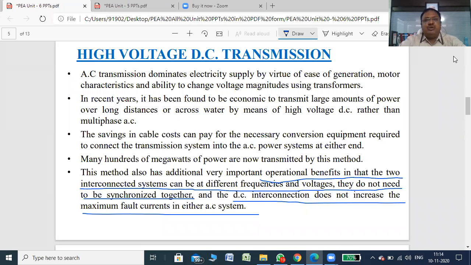So in AC transmission, there are disadvantages: synchronization is required, that is frequency and voltage synchronization is required, then more wires are required, maybe high towers are required, right? Then the losses in AC transmission are very high as compared to DC. So nowadays AC transmission is being replaced with DC transmission. DC requires only one or two cables to transmit the energy from one place to another place.